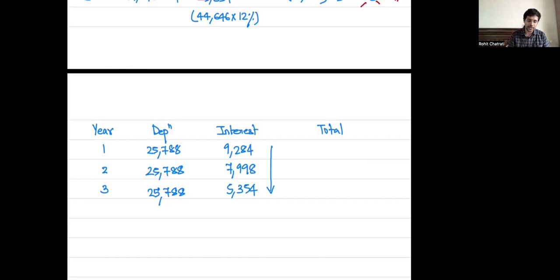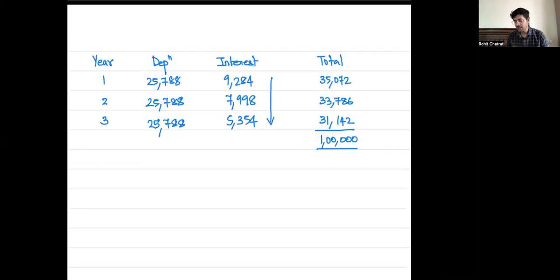Let us actually calculate the total for year 1. Total for year 1 is 25,788 plus 9,284, which is equal to 35,072. For year 2, it's 25,788 plus 7,998, which is equal to 33,786. And for year 3, it is 25,788 plus 5,354, which is equal to 31,142. The total of this is going to be equal to 1 lakh rupees. The total is equal to 1 lakh rupees.